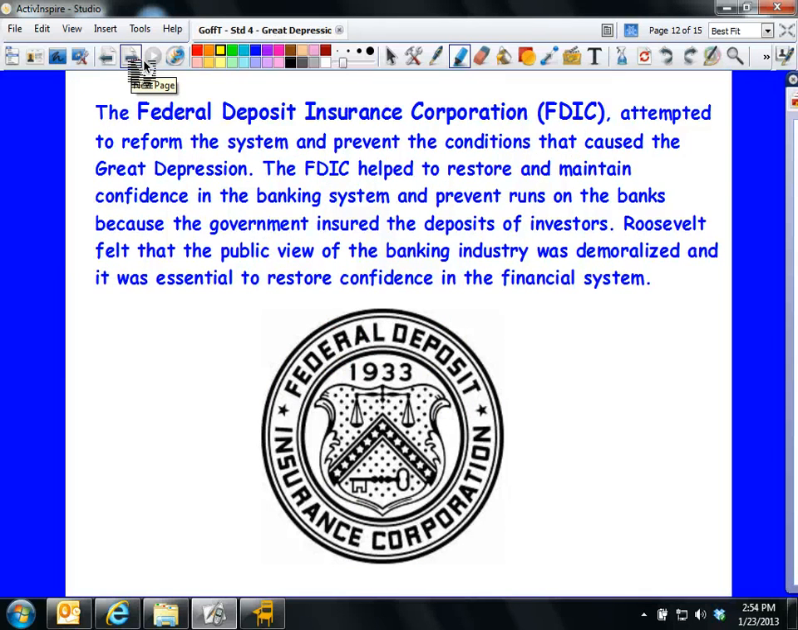The Federal Deposit Insurance Corporation, FDIC, attempted to reform the system of rent, the conditions that caused the Great Depression. The FDIC helped to restore and maintain confidence in the banking system and prevent runs on the banks because the government insured the deposits of investors. Roosevelt felt that the public view of the banking industry was demoralized, and it was essential to restore confidence in the financial system. The FDIC works to fix the problem of low confidence in banking.